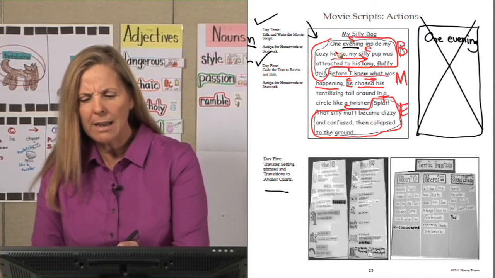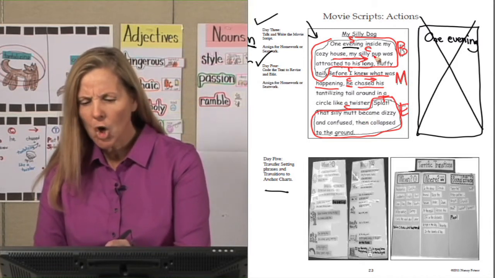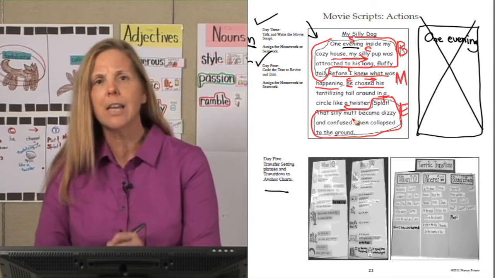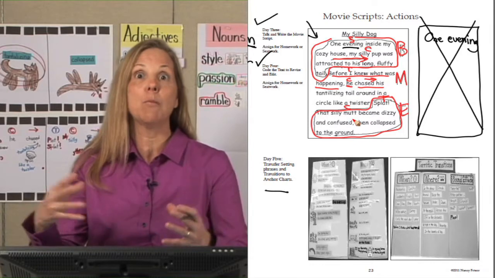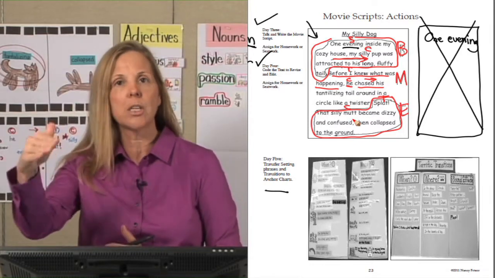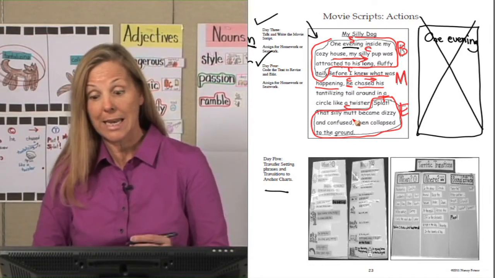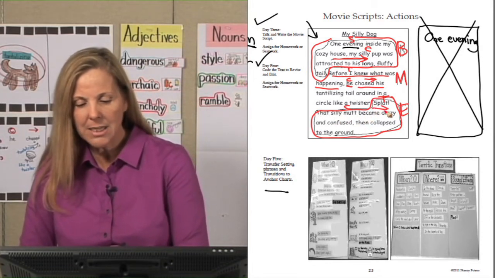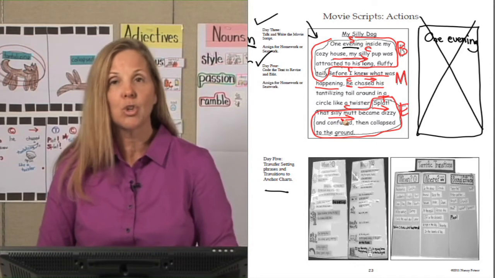And if you did have pup up here and dog up here and you use dog down here on the third or fourth sentence, that's fine to use the word again. You don't have to keep away from the same word throughout your entire story. It's just that you don't want them in the same sentence after sentence. And then what do we have? My silly mutt became dizzy and confused, then collapsed to the ground.